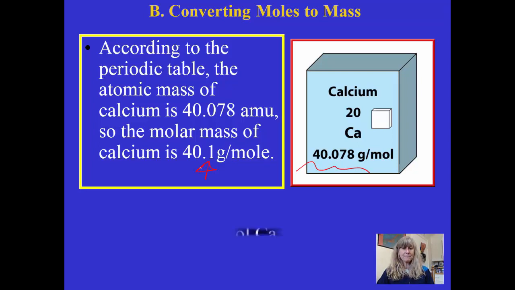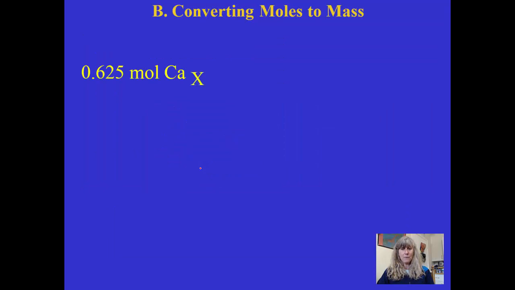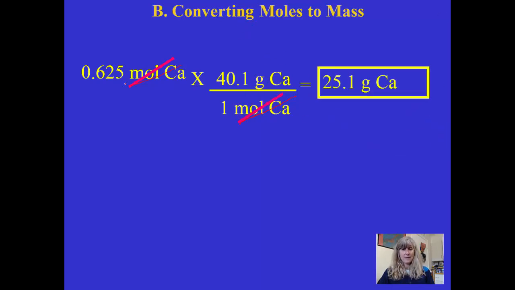So I write down the question, 0.625 moles. Go to the periodic table, 40.1 grams of calcium per mole. Again, why is moles of calcium in the denominator? Because it cancels with moles of calcium in the numerator. There you have it. Now we have grams of calcium.